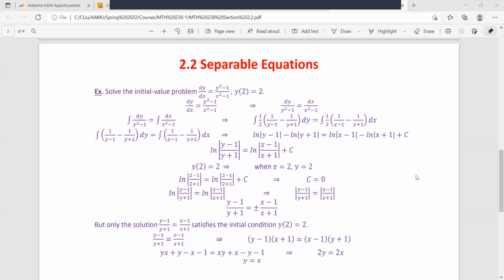So this is the example for the initial value problem of separable equations. Does anybody have any questions for this example?